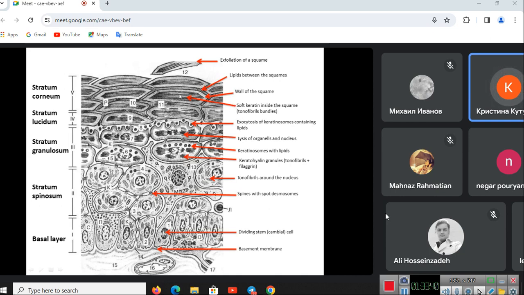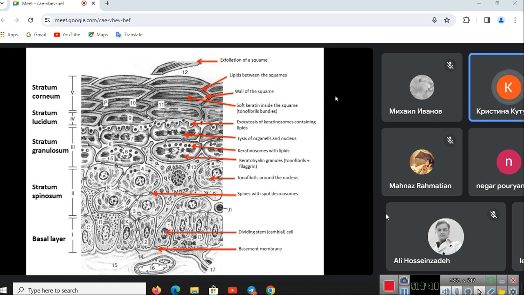So the soft keratin actually contains tonofibril bundles. So these lines are tonofibril bundles, soft keratin. And the squames are connected together now, not with desmosomes like living cells are, but with lipids between the squames. And finally, the squames are exfoliated from the surface of our skin. So this is the process of the differentiation of the cells of this epithelium.